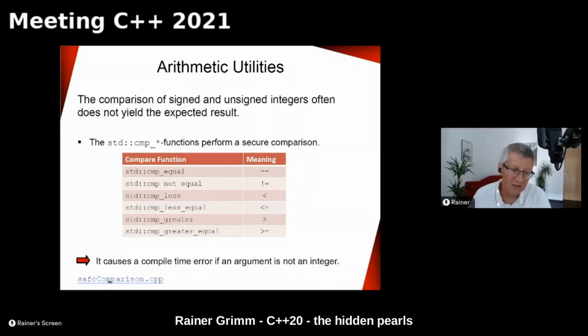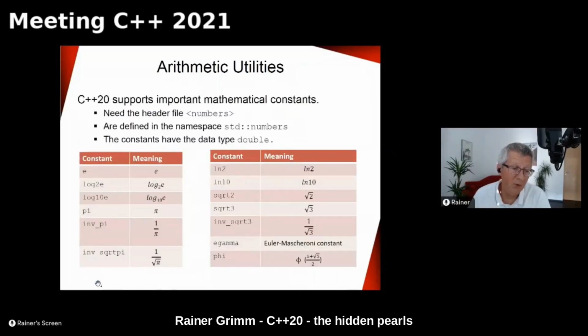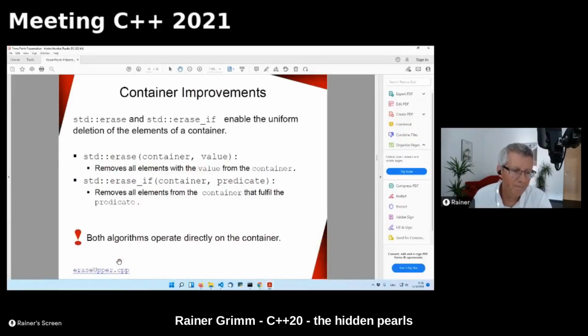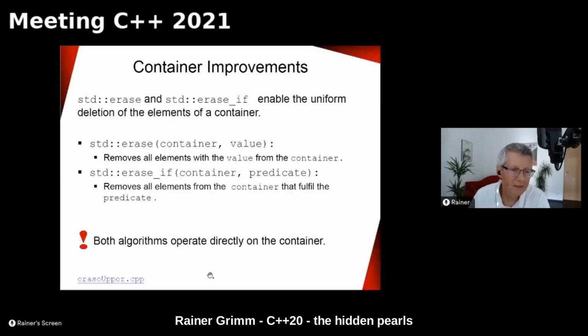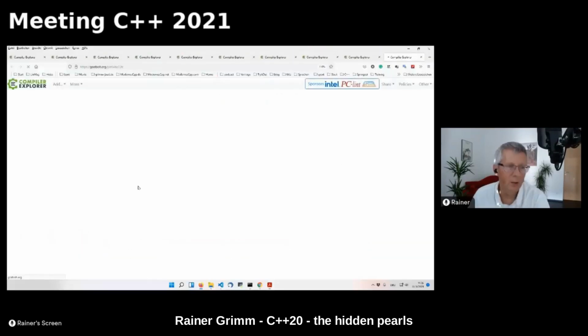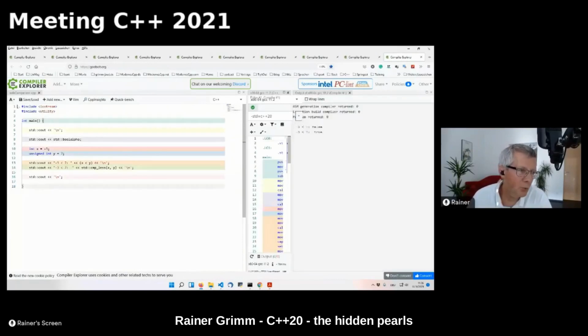Let me show you what I said before. Sorry, this was wrong. Let me go back. This was the wrong button. Here we are, not here. Oh, here we are. Let me show you what I mean.